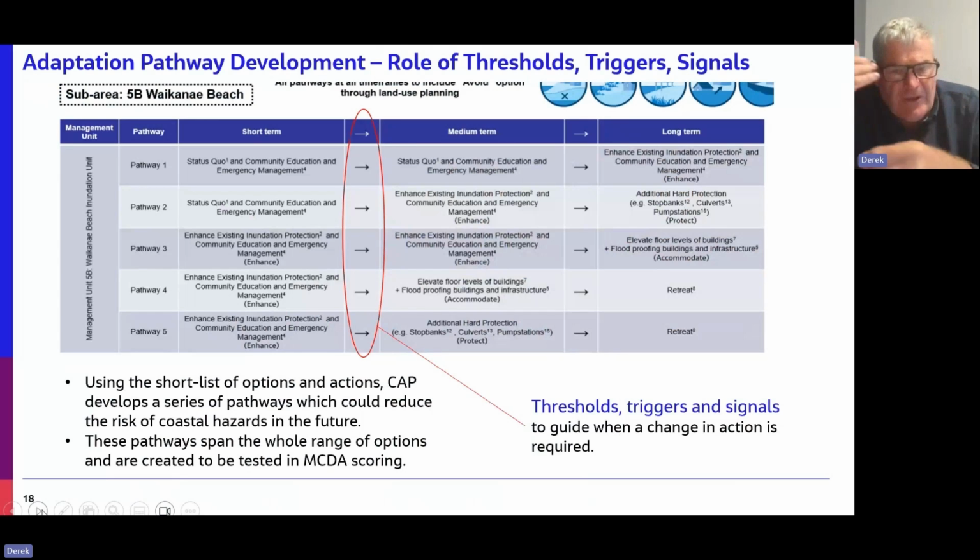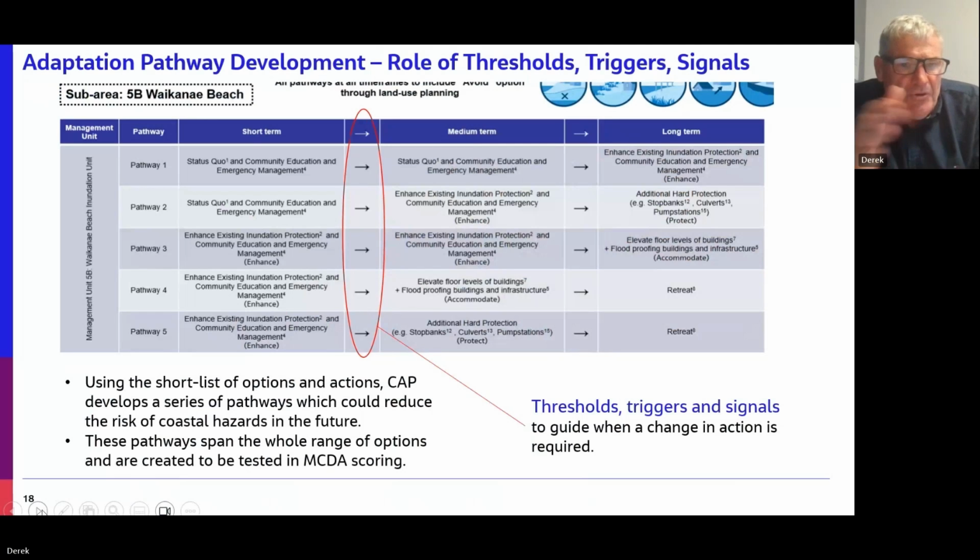And those are then scored by a multi-criteria analysis as to which ones are going to be most effective, which ones might have the greatest impacts on things like ecology, landscape, social impacts, and cultural impacts. And so they end up being ranked as to what is the best pathway going forward.